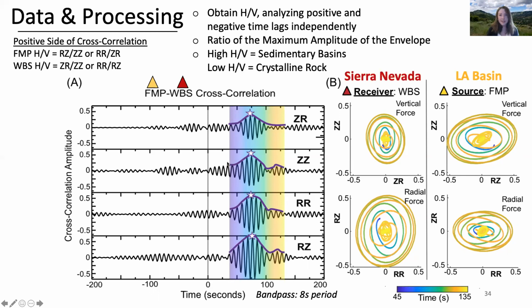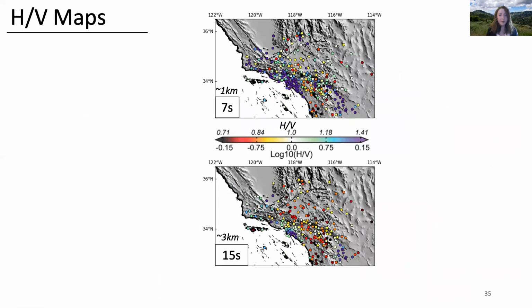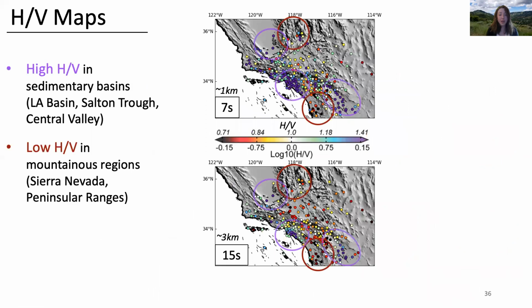We perform this analysis for every station pair and combine the results at each individual station to determine that station's H over V ratio and uncertainty. Again, we expect high H over V in sediment basins and low H over V in crystalline rock. Here are our results at each station for 7 seconds period, which is sensitive to around 1 kilometer depth, and 15 seconds period, which is sensitive to around 3 kilometers depth. Our observations include high H over V, which is purple in color, in the Los Angeles Basin, Salton Trough, and Central Valley. We also observe low H over V in the mountains.